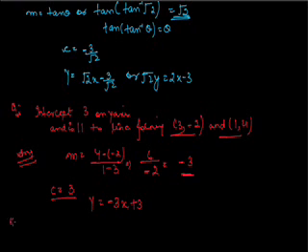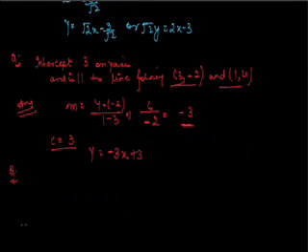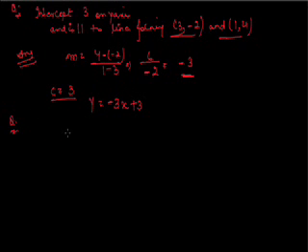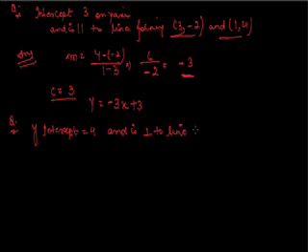Okay, now proceeding towards the next question. I have to find the equation of the line that has y-intercept 4 and is perpendicular to the line joining (2, -3) and (4, 2).